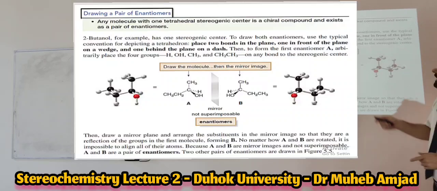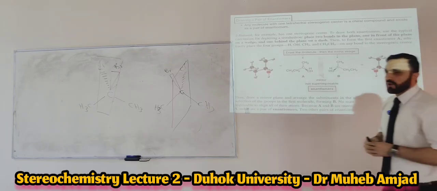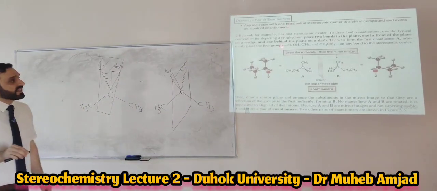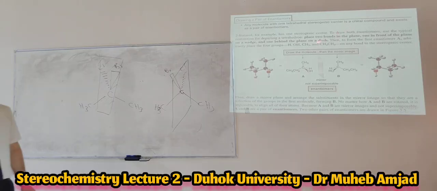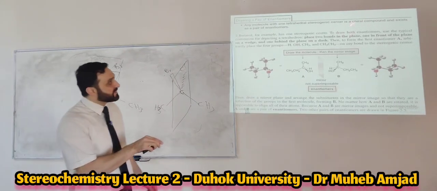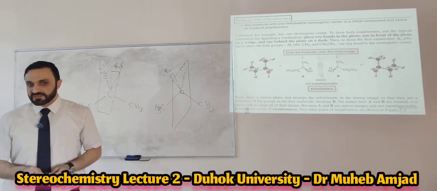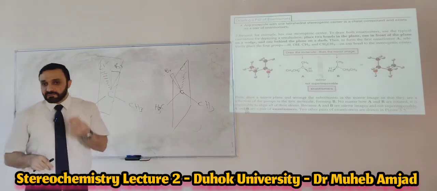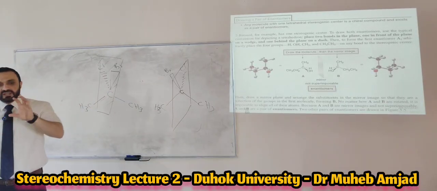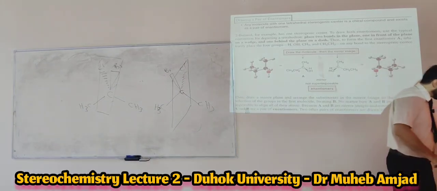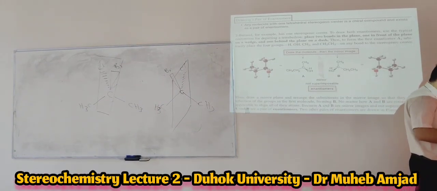Okay, drawing a pair of enantiomers. Now, how can we draw the enantiomers? Any molecule with 1 tetrahedral stereogenic center is what? Always, with 1 stereogenic center, it must be a chiral molecule. It must be a chiral molecule with 1 stereogenic center, and exist as a pair of enantiomers. Always, this molecule has a mirror image. This mirror image must be what? The enantiomer of the molecule.